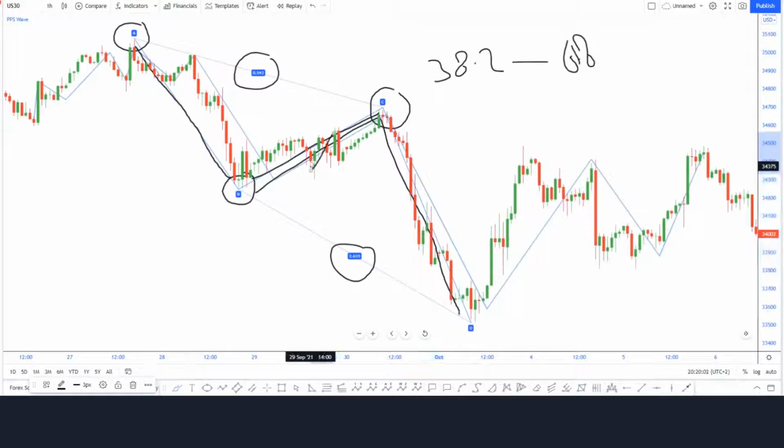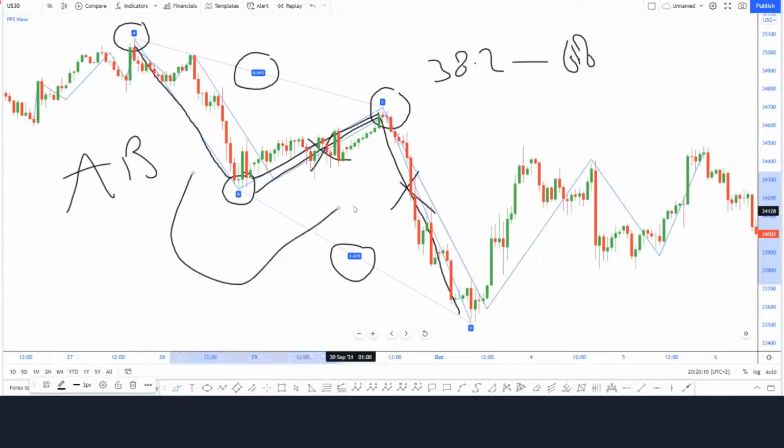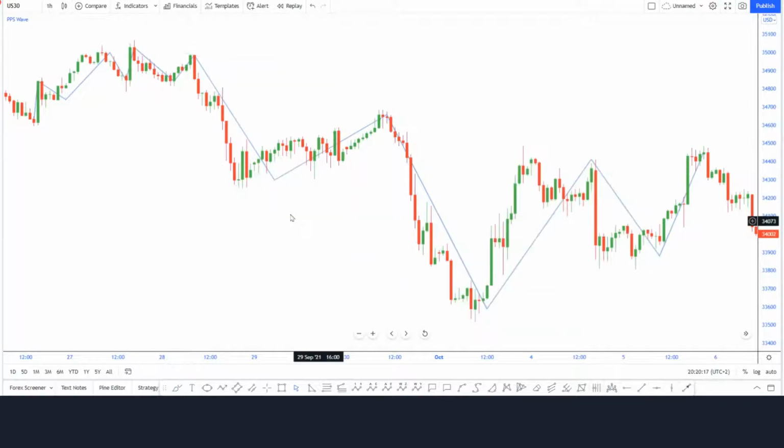This is a relationship between this one and this one, but we don't want to focus on this relationship. What we want to focus on is the relationship between AB and CD. So what I'm going to do is remove this and draw it again, but I'm going to use this right here.